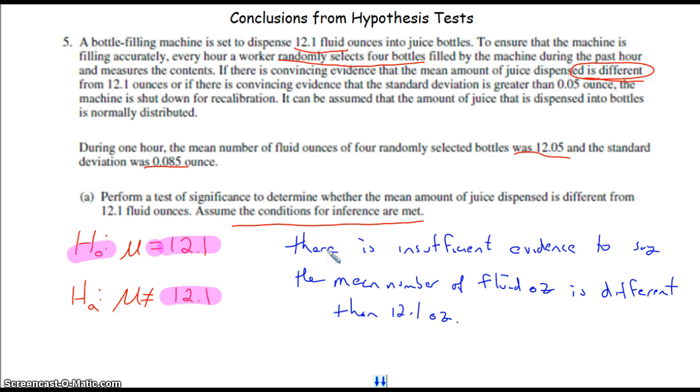What we're saying is either we failed to reject Ho, or probably a better way to say it is there's not enough evidence, there's insufficient evidence to say that Ha is true. I hope this helps. Be very careful about what you say.